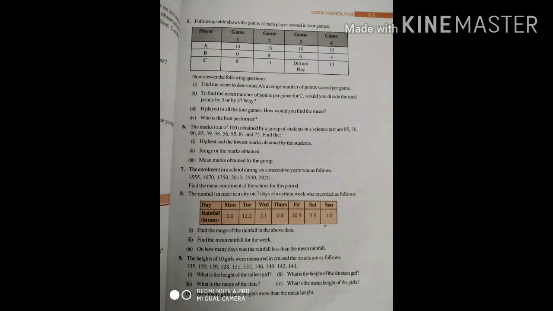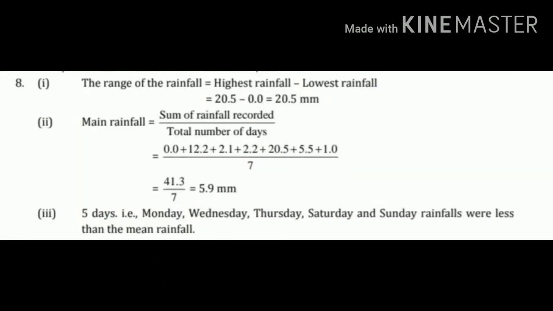Now in the eighth question, we have data regarding the rainfall which is recorded. Now you have to find the range, the mean, and on how many days the rainfall will be lesser than the mean. So this is also a direct question. You have to directly use the formula. So easily you can determine the highest and the lowest value for the range, then the mean, and right now you know the mean rainfall is 5.9 mm. So the number of other days where the rainfall is less than 5.9, you have to jot it down and that will be the answer for the third question.